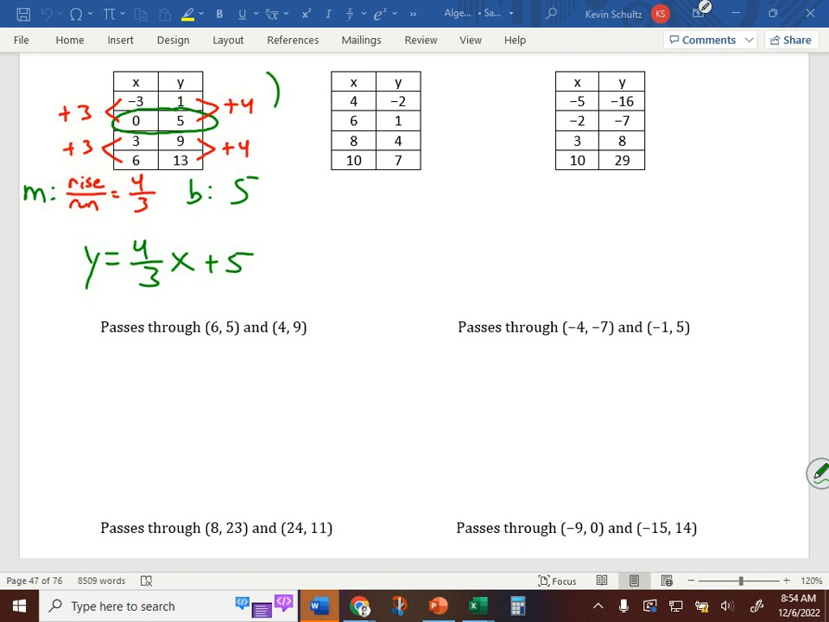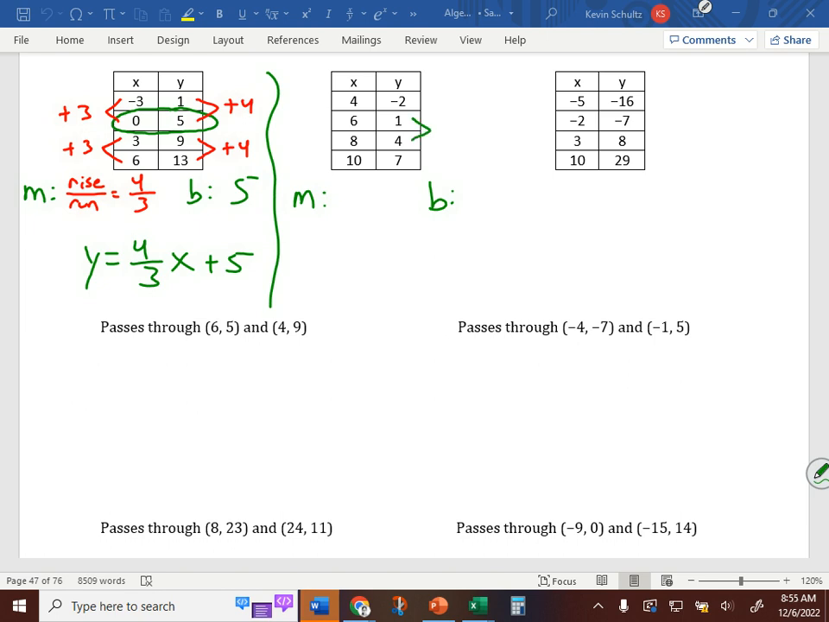Let's look at the next one. M, b. Do I give you either? Uh-oh. Now what? Nathan? Huh? Yeah, you have to find it though, right? What's our slope here? Let's pick two ordered pairs. Let's do the middle ones this time.